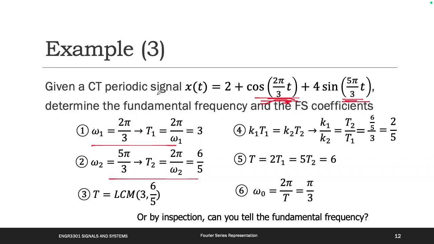And then, by inspection, can you tell the fundamental frequency? It's just like what I talked about. This is pi over 3 multiplied by 2, and this is pi over 3 multiplied by 5, which means the fundamental frequency should be pi over 3. That makes sense to you? It's an integer multiple of pi over 3, the same atom. But sometimes it's complicated, so you'd better use the first method. That makes sense to you?